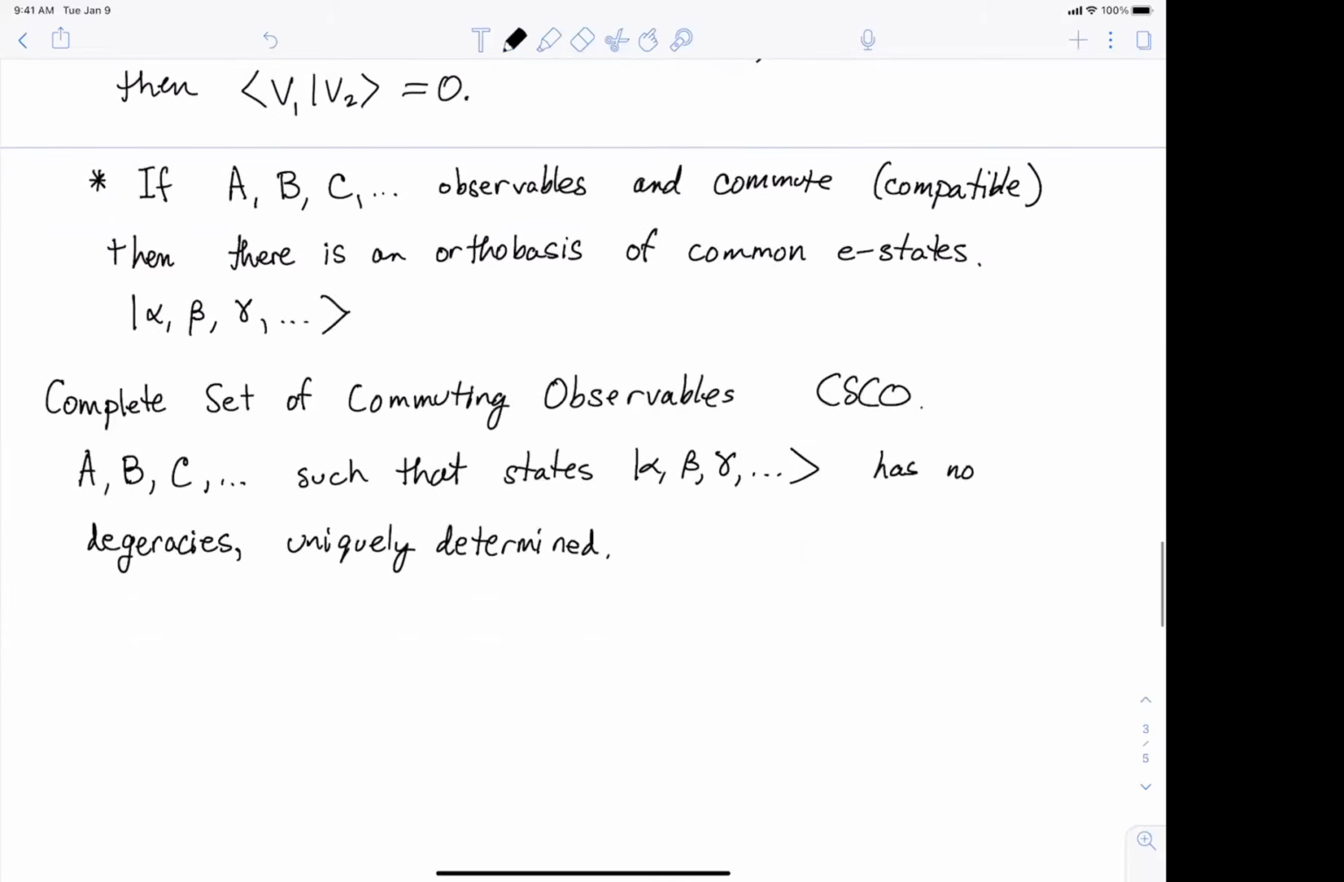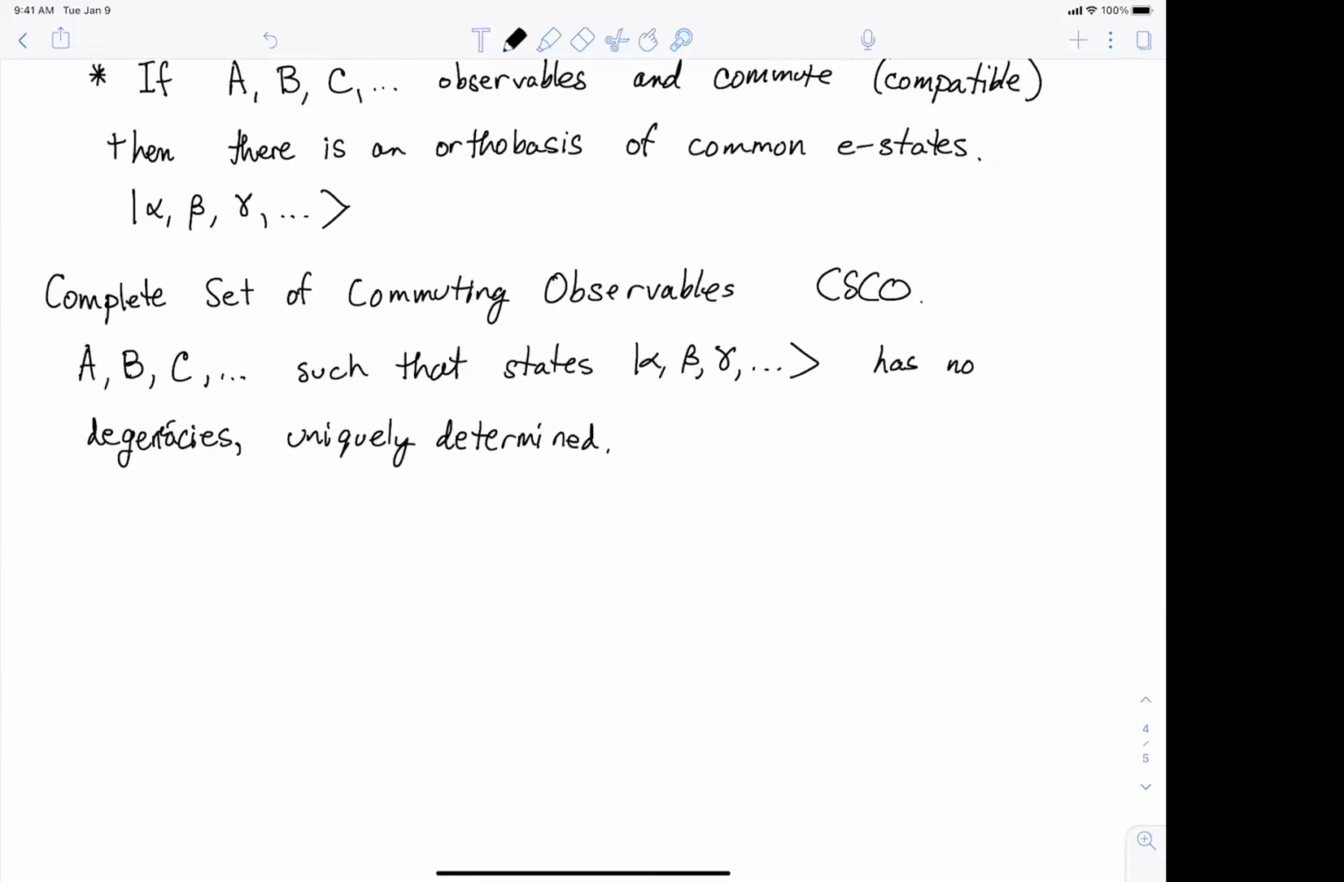Now, when you say there's no degeneracies, it's still true that if I look at observable A by itself, it has degeneracies, and the degeneracy labels for A would be beta and gamma, etc. The degeneracy labels for B would be alpha and gamma, etc., and so on. But if I look at the whole list, then this uniquely determines the state.